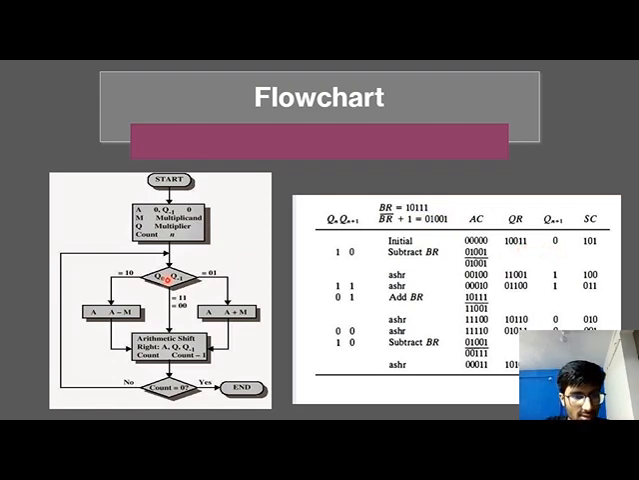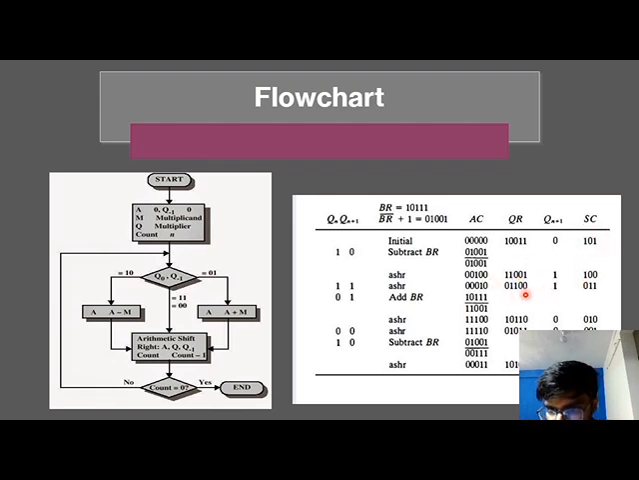So what do we have to do? If it is 10, then subtract BR from AC. We have done the subtraction, and the next step is an arithmetic shift right of AC, QR and Qn plus 1. In the subtraction we get 0 1 0 0 1. We shift this bit right, 0 1 0 0 up to Qn. Qn plus 1 gets 1, QR gets 1, and the sequence counter decreases by 1, so from 5 it becomes 4.